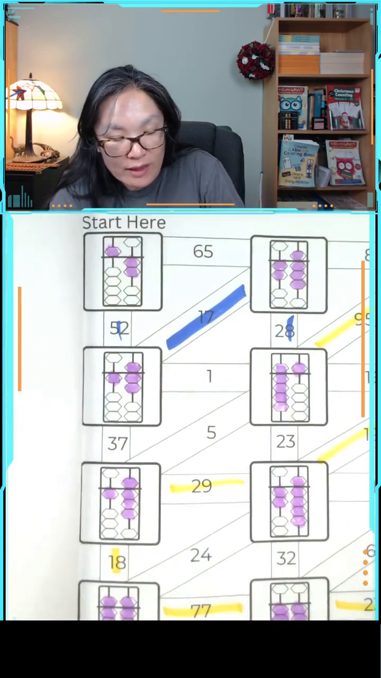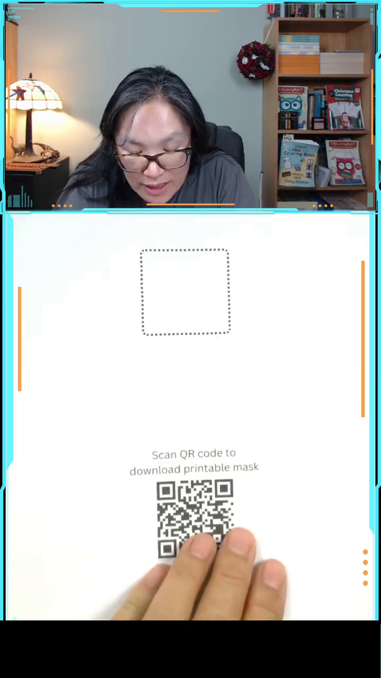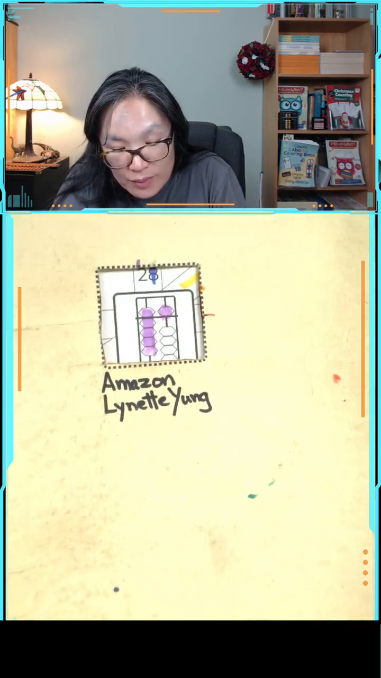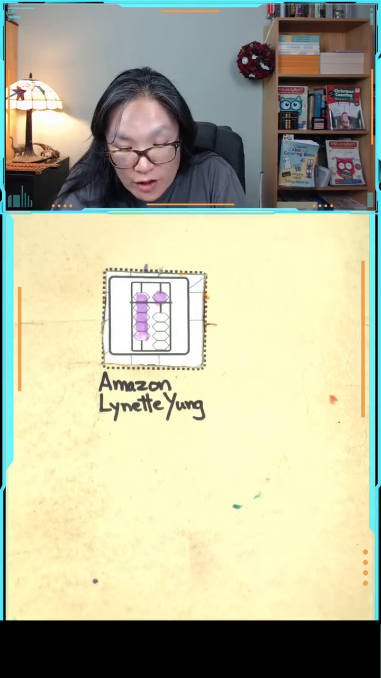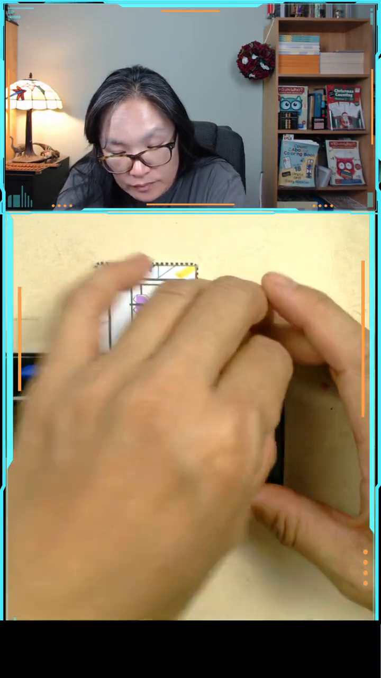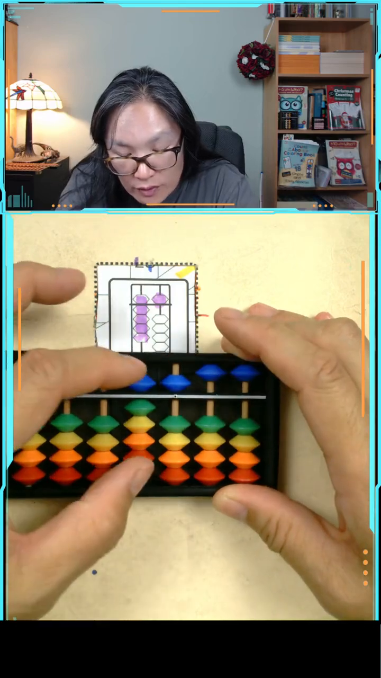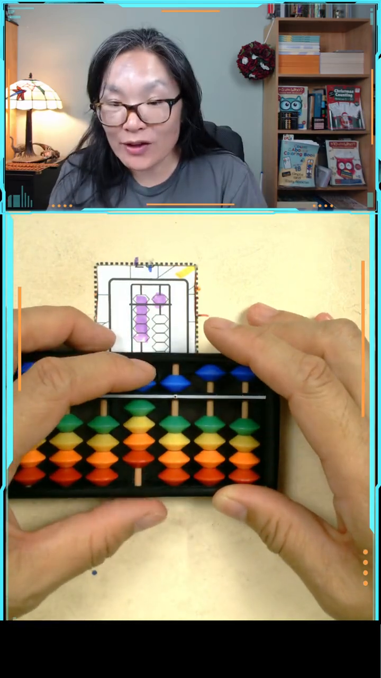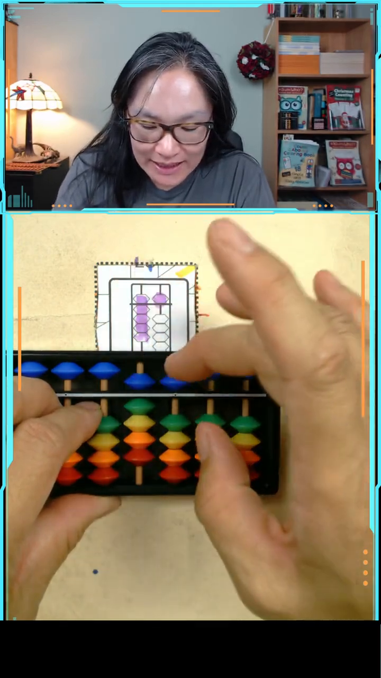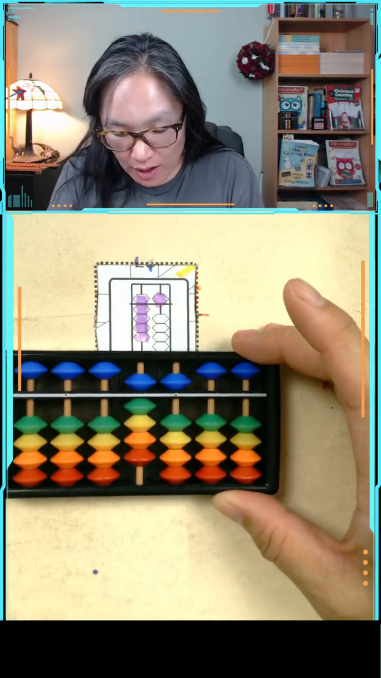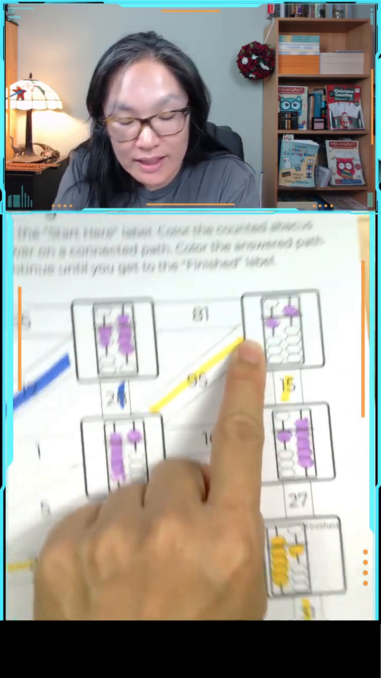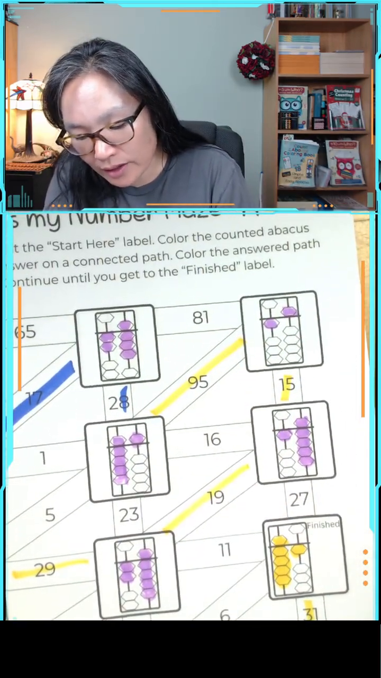This mask maze is actually right here, but it is also a downloadable, because I noticed that the paper is a little thin, so you can download it onto a thicker piece of paper, and you can cover up the answers, so you can try to figure out really what this number is. So this number here is, if we look, 60 and then 5. So, 90 and then 5. So that's what it is, 95. So when we're looking, that's what every number is. And we would find the path to take us to the next number. And the idea is to color in the abacus, because I think coloring is really relaxing.